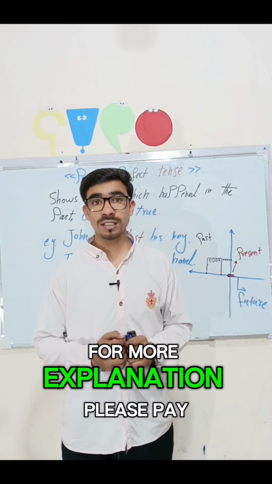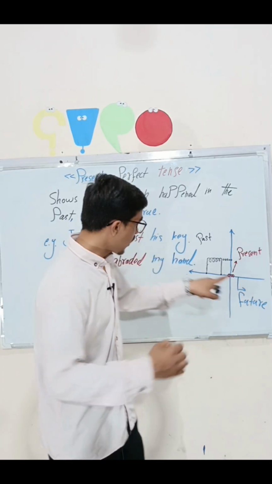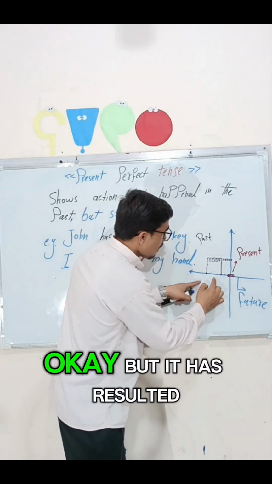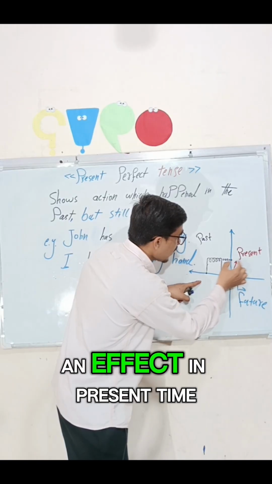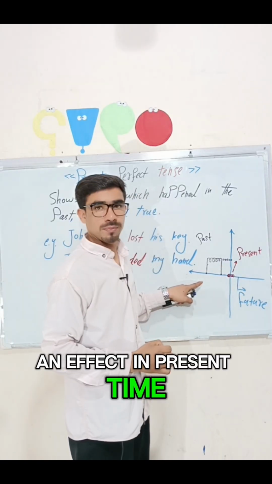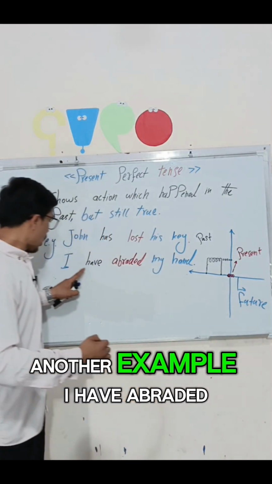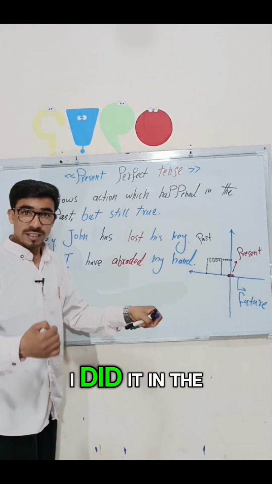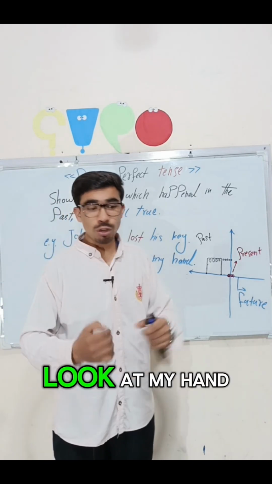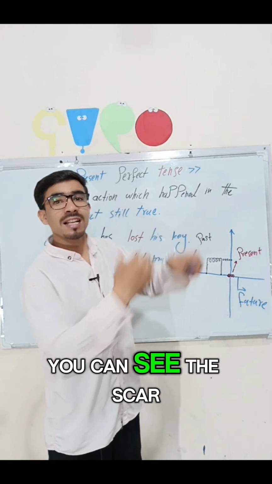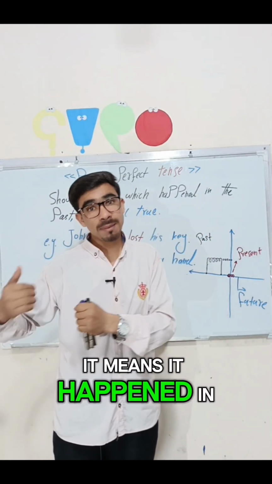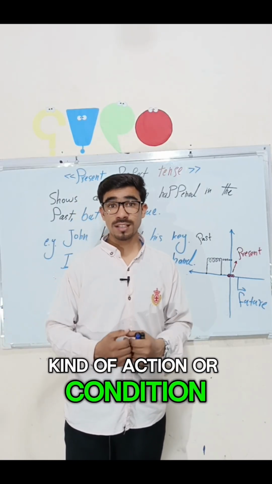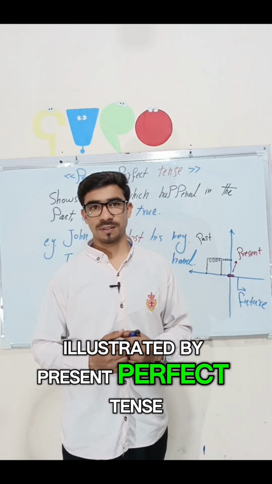For more explanation, please pay attention to this chart. Okay, it happened in the past at this time, but it has a result and effect in the present time. Another example, I have operated on my hand. I did it in the past, but right now, if you look at my hand, you can see the scar. It means it happened in the past, but it's still true. This kind of action or condition is illustrated by the present perfect tense.